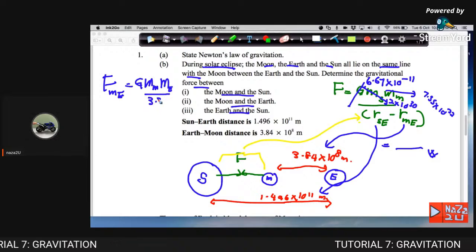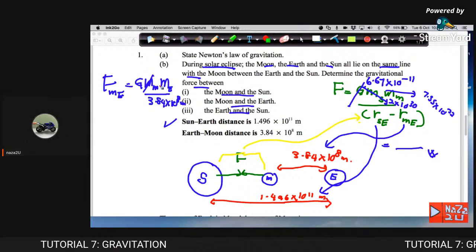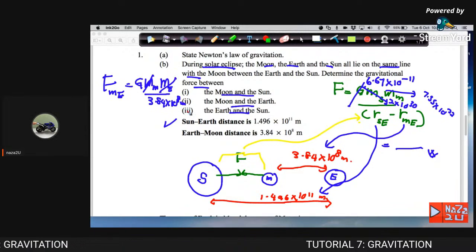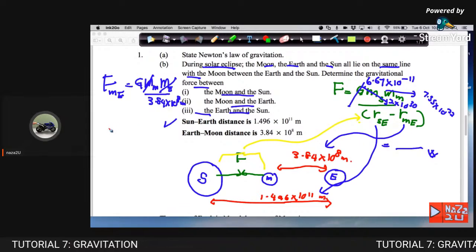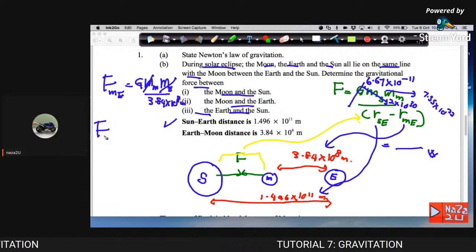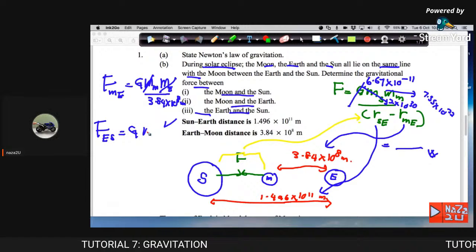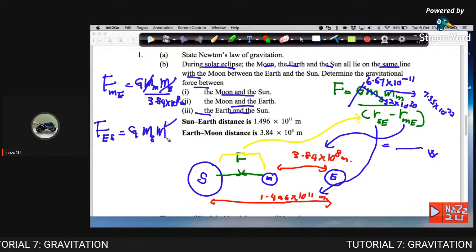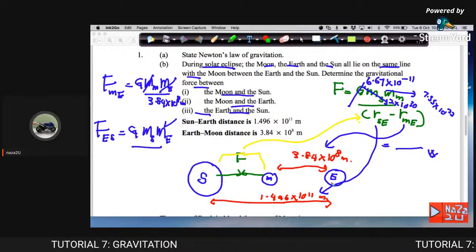Sini dia bagi 384 exponent 8 meter. So kamu kira nanti, gantikan mass of the moon, mass of the earth. Right? This is question number 2. Yang number 3, earth and sun, the same process. Force earth and sun: G, mass of the sun, mass of the moon, time. Sini dia bagi kan the distance from S to E, sun to the earth.